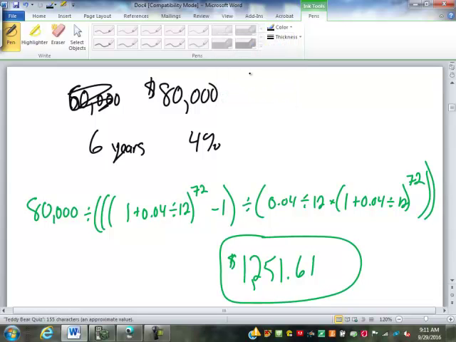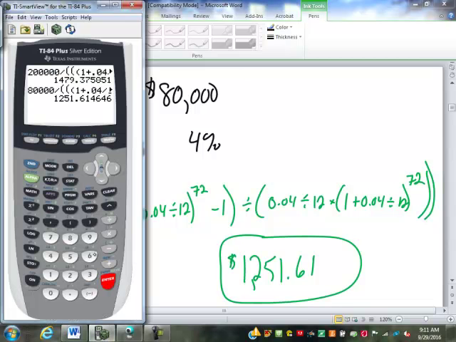There's two, and I have full coverage insurance on that. It's going to be like $120 a month for you. Now, you could take that and stretch it out over 8 years. So let's go through this, and we'll change the 72s to 96s. That's 8 years.